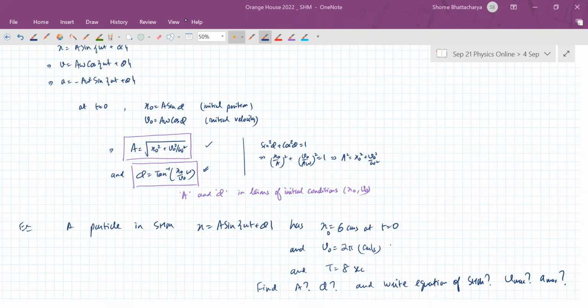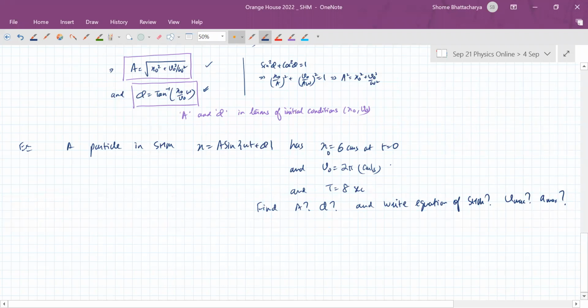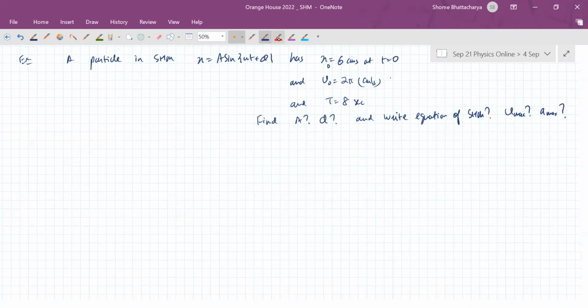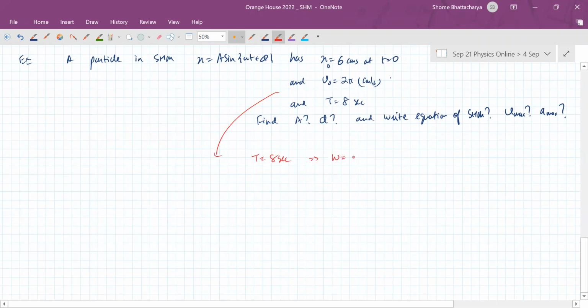Yes, Ruja, your answer is correct. Also, Varun. So the amplitude is 10 centimeters, and first of all, the information from this time period is 8 seconds, means omega is pi by 4 radians per second. Yeah, so x naught is 6 centimeters and v naught is 2 pi centimeters per second.